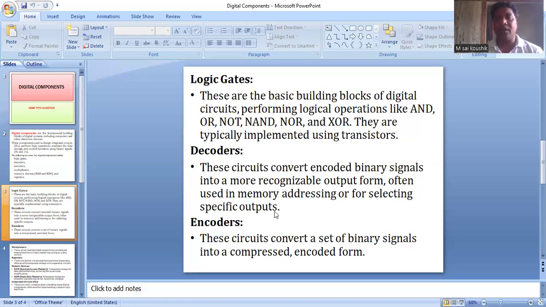But the meaning is, the data depends on two ways, two operations, like plain to binary, binary to plain. Decoding, encoding. Is it clear now? Thus, simple information depends on decoding and encoding. I am writing here encoders. These circuits convert a set of binary signals into a compressed and encoded form, like an output.